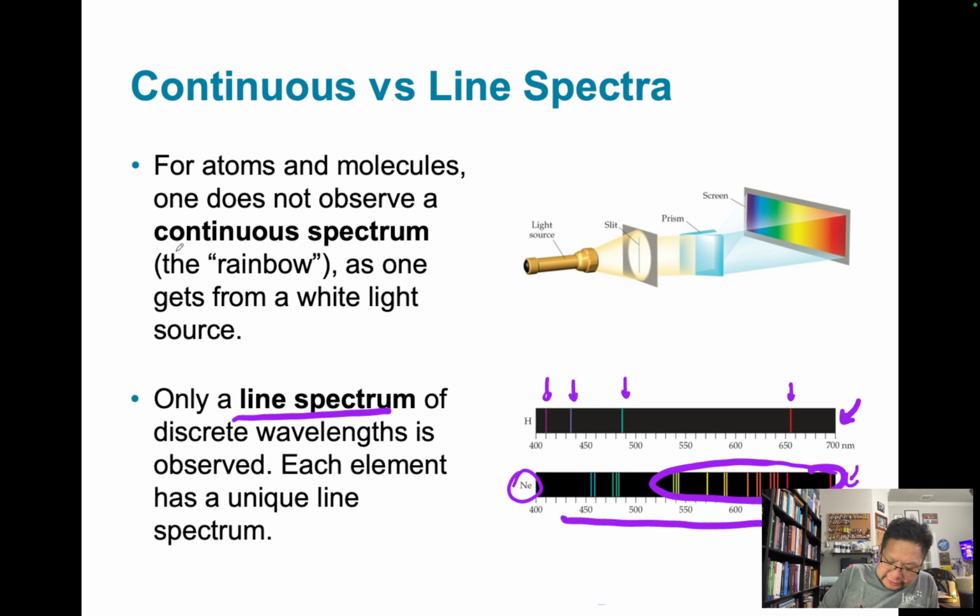So contrast that with a continuous spectrum. A continuous spectrum is where you see a whole gradient of colors, right? That's a continuous spectrum. Whereas with a line spectrum, all you see is lines, right? So that's the difference there.